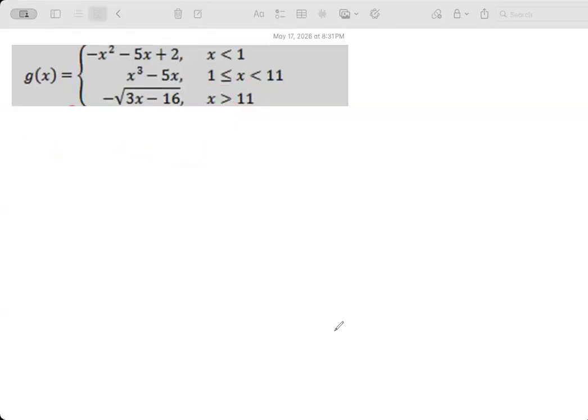Make sense? So my questions are, can you find out g of 1? I don't want g of minus 1 guys, okay? I want you to find g of 12. G of 1 and g of 12. What is the function value? So you'll have to use different equations based on the number I'm giving.